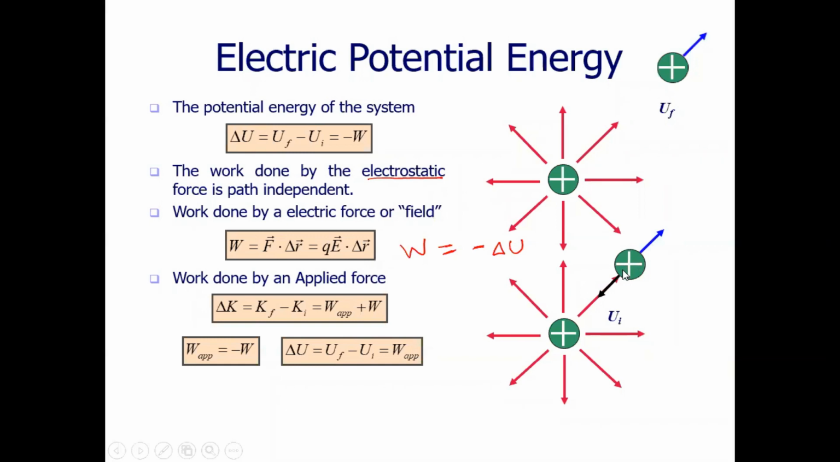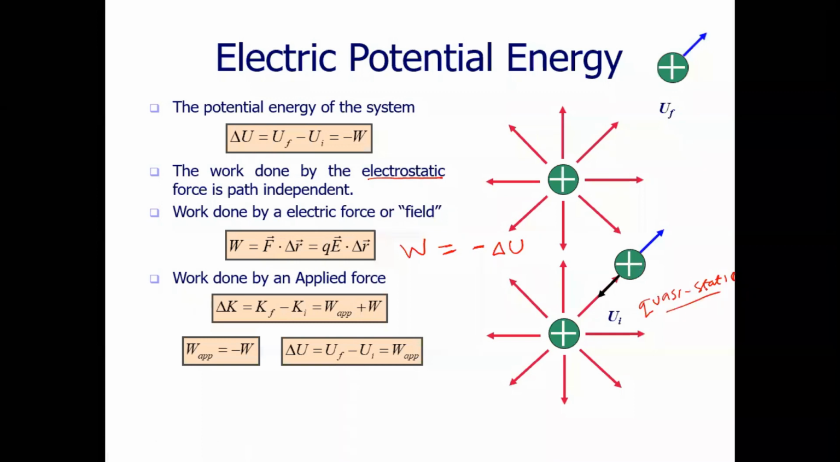In short, let us look at it from this perspective. If this charge here is moving very, very slowly, we say that it is moving quasi-statically. What does it mean? It means that the force that is acting on it in this direction must be equal to the force that is acting on it in this direction. So where should this force come from? It must come from the external agent. The external agent must also push this so that it moves very, very slowly.